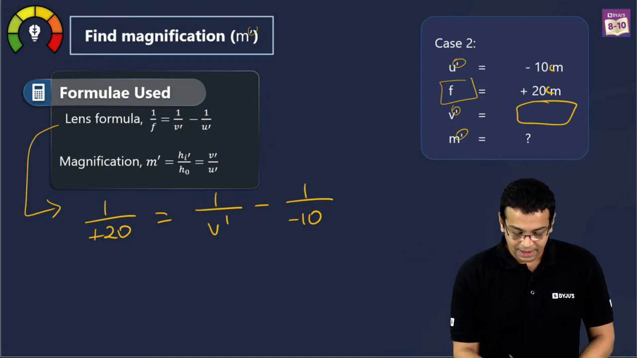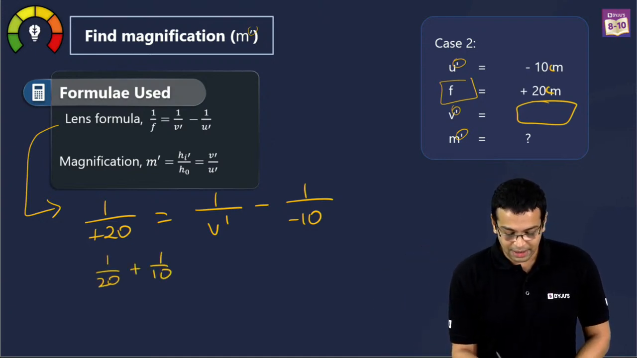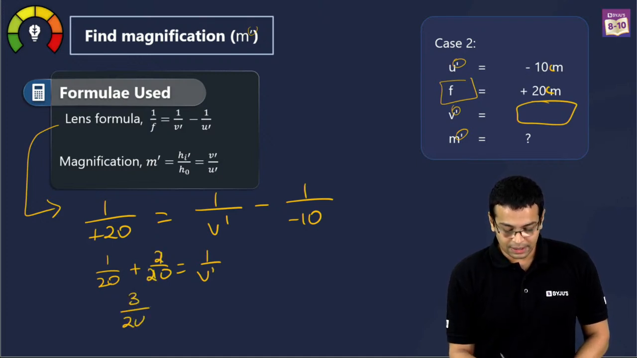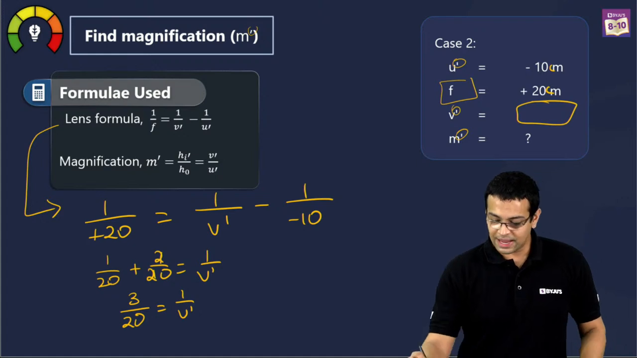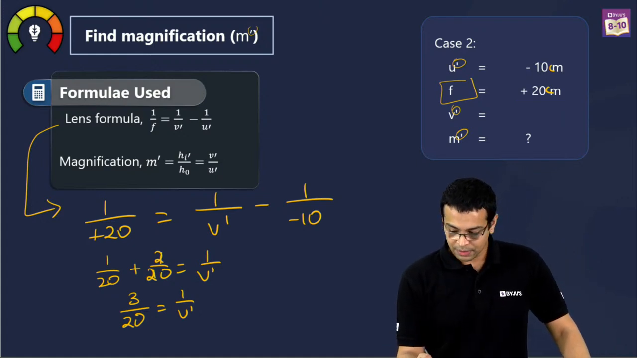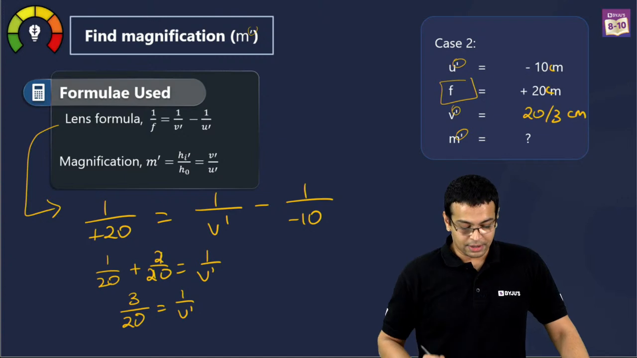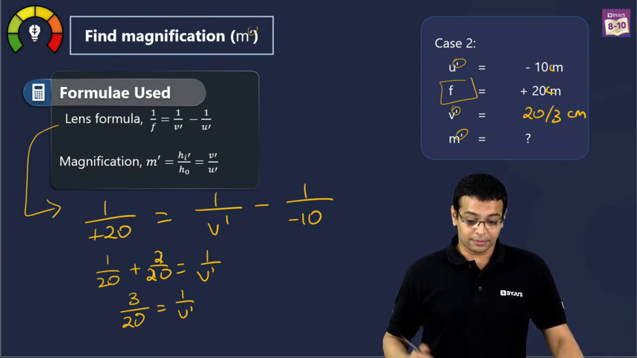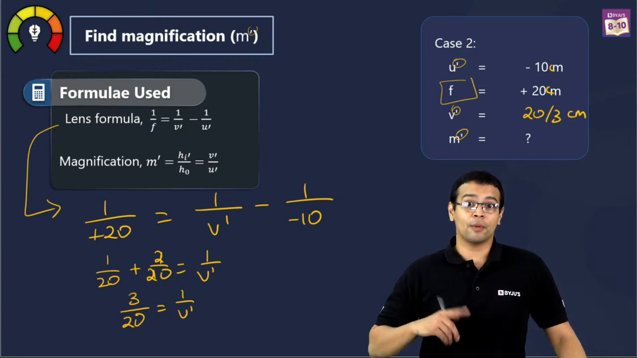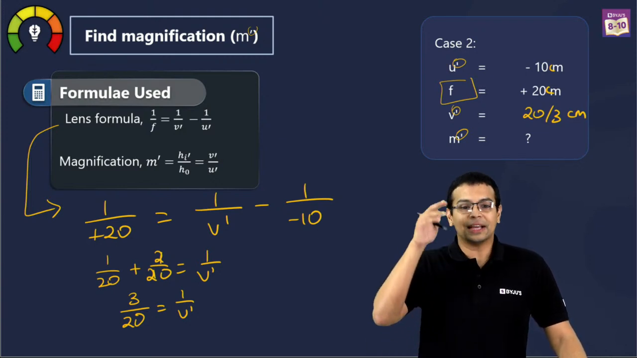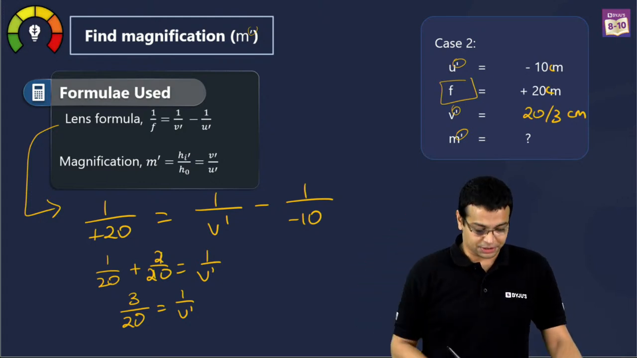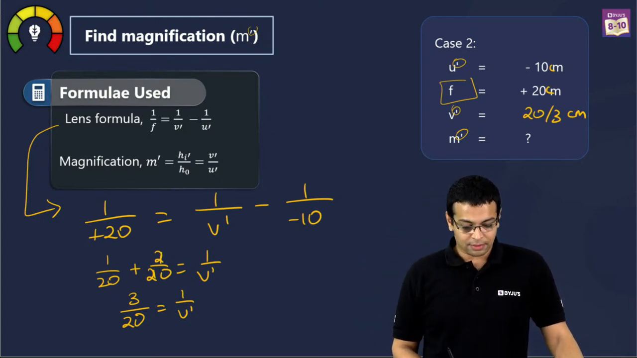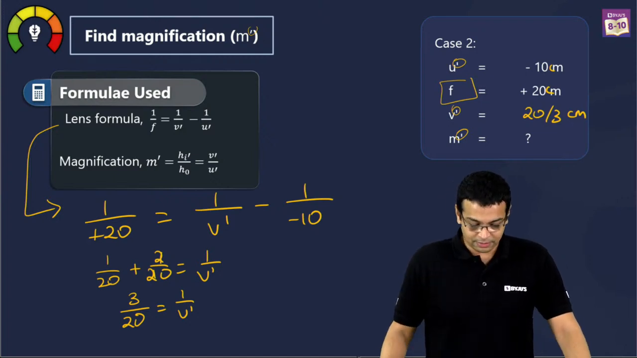Move this over to the other side. I have 1 over 20 plus 1 over 10 is equal to 1 over V dash. That's 2 over 20. That's 3 over 20 is equal to 1 over V dash, or V dash, or V prime, is going to be 20 over 3 centimeter. Now tell me, is that going to be negative or positive? Think about it. V dash is V prime. Second case, image. Okay? What is the answer out here?